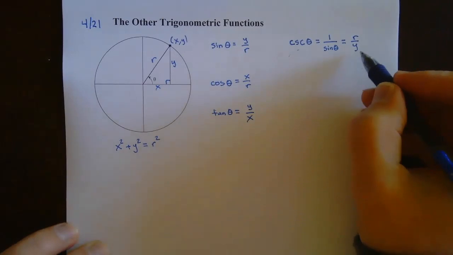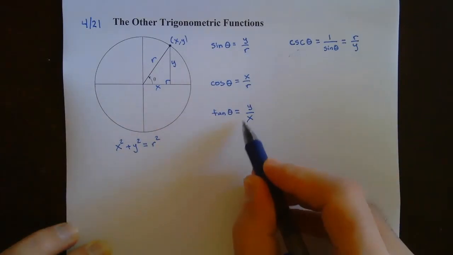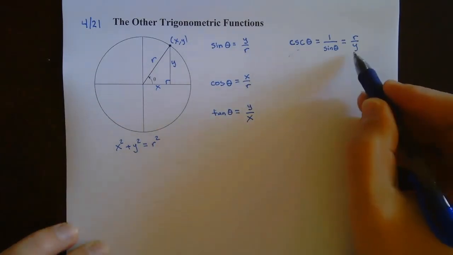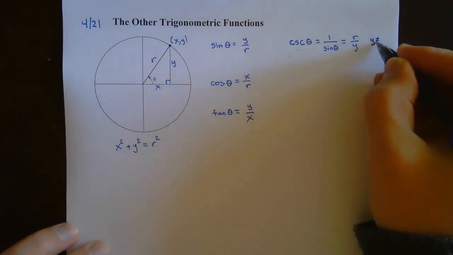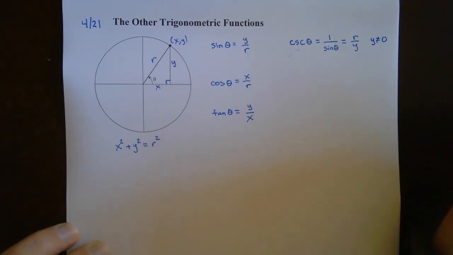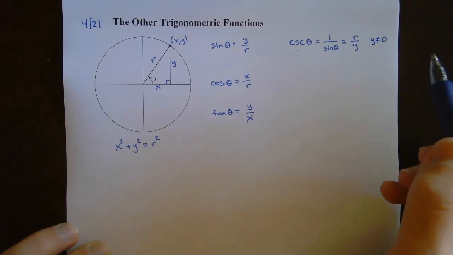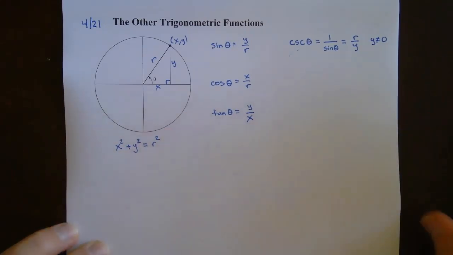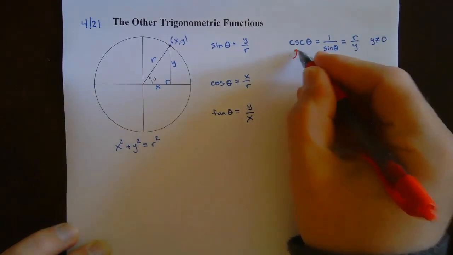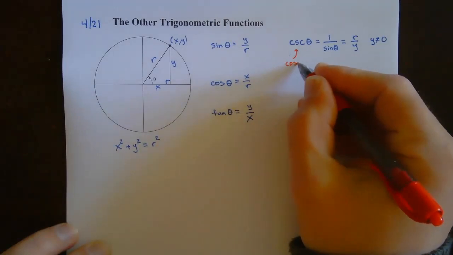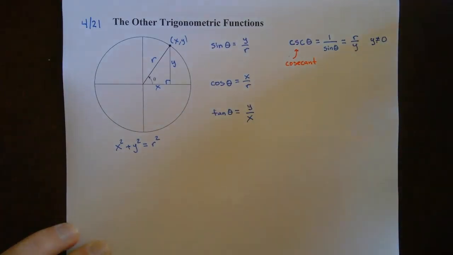Now there are some stipulations here. You're always going to have a radius for these. There was a problem with tan when x came out to be 0. There's going to be a problem with this one when y comes out to be 0, so y cannot be 0, because that will make it undefined. Whenever that happens, we'd have to write undefined. Okay, so I said I was going to spell this out for you. Cosecant is spelled C-O-S-E-C-A-N-T, cosecant. So cosecant of angle theta.